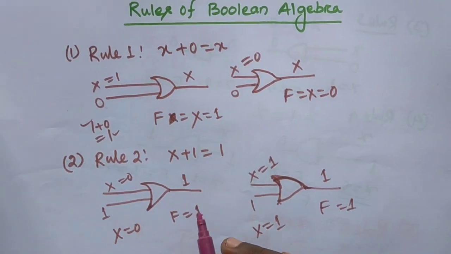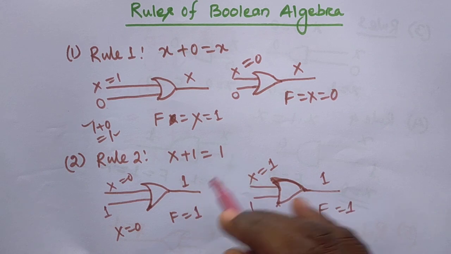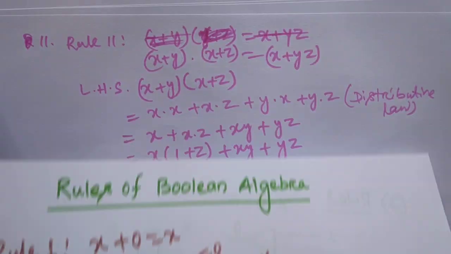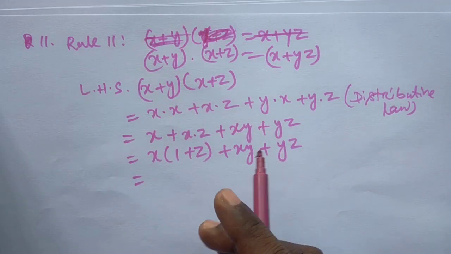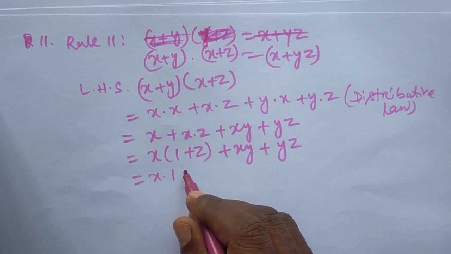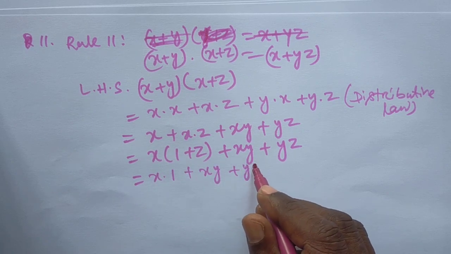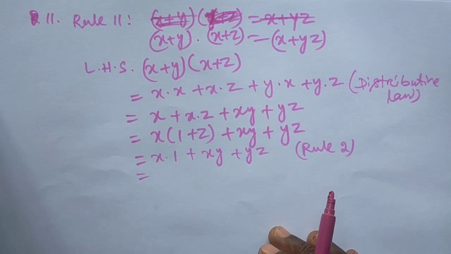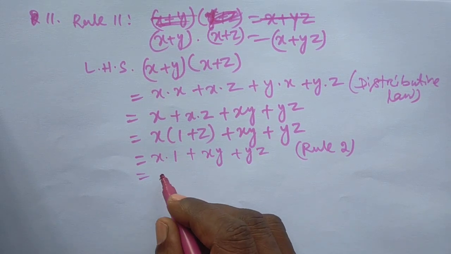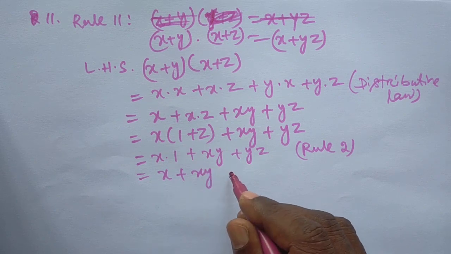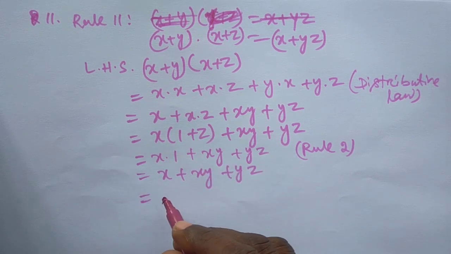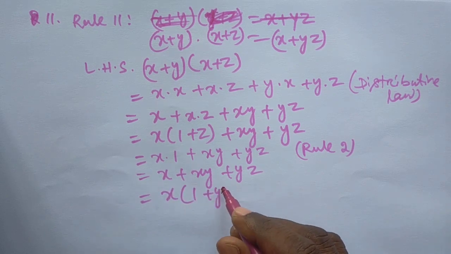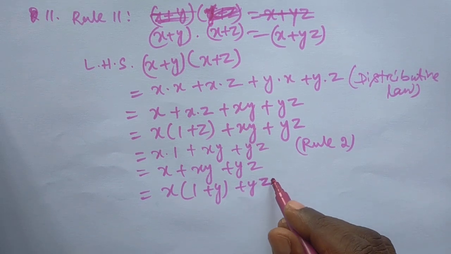You see, 1 plus x, 1 plus z, 1 plus y, like this, it is 1. So z plus 1 is 1, 1 plus x is 1, like this. We can also use that rule. So now x dot 1 plus xy plus yz, as per rule 2. Now here what is the result? x plus xy plus yz. Here again x we can take common, x times (1 plus y) plus yz.